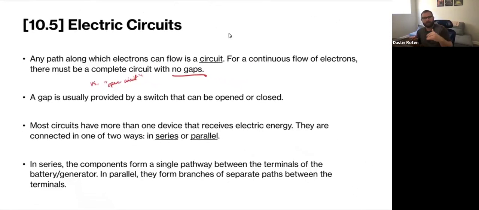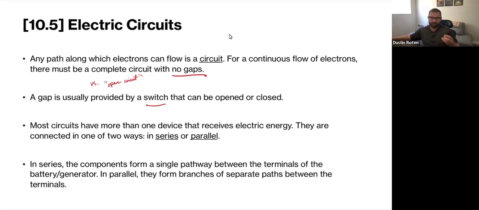Ideally, if we do have a gap in the circuit, it's because we want it to be there, which is usually where we put a switch, because a switch can be opened or closed. When you turn on a light switch on your wall, you're completing a circuit or breaking a circuit, depending on if you want the light on or off.